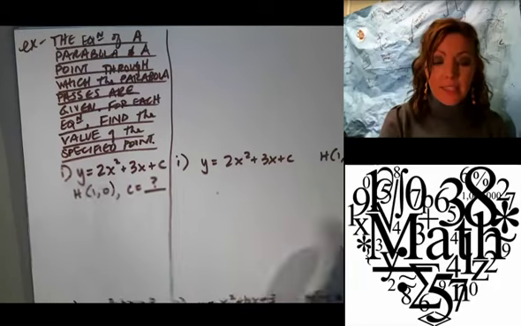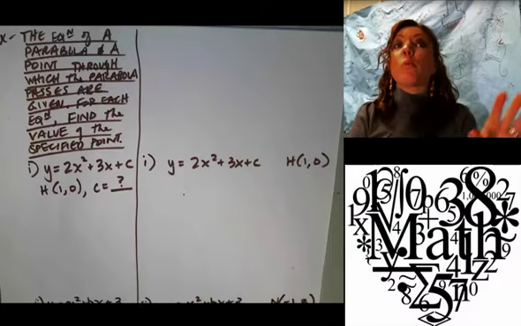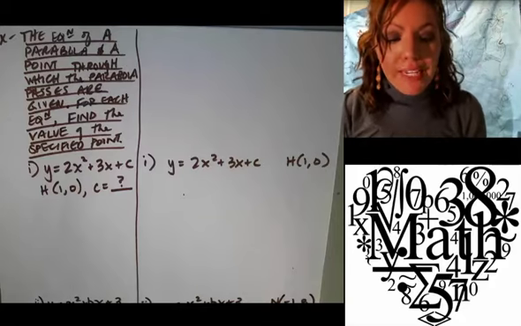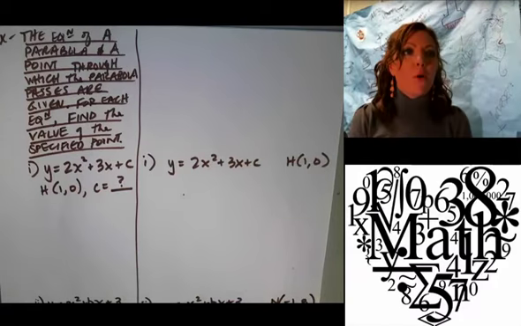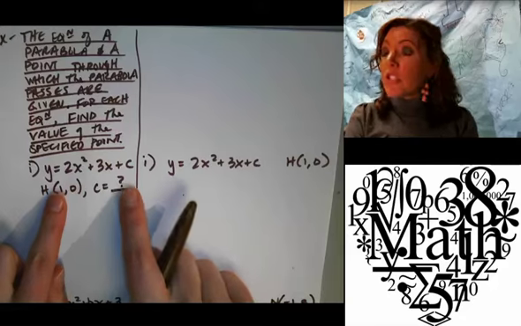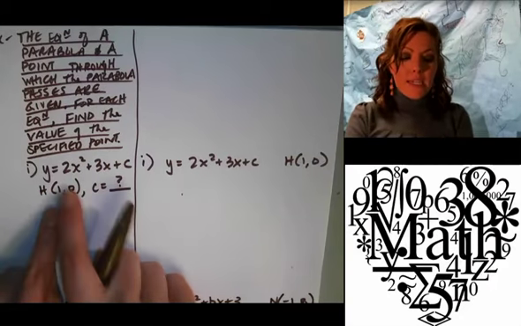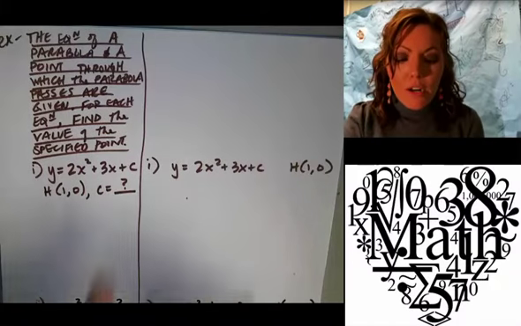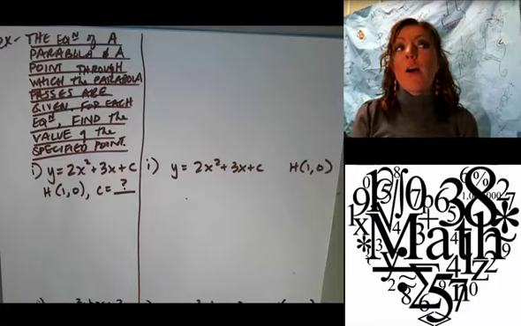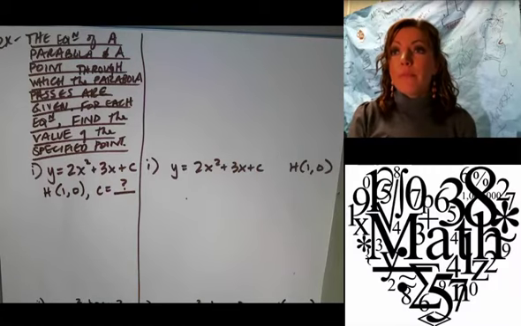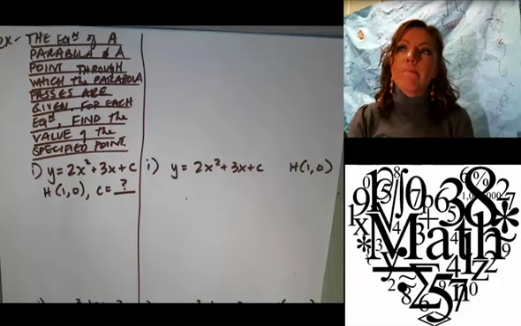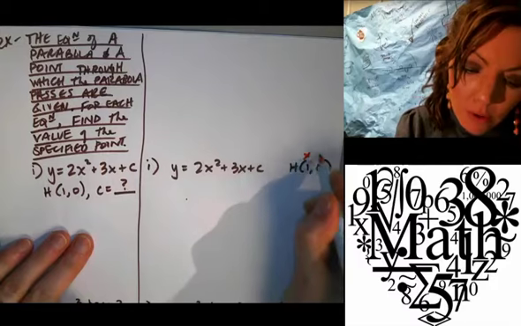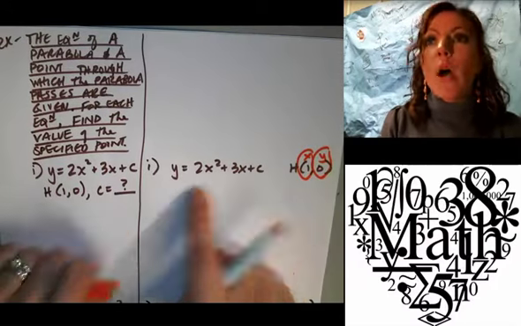Okay, here we go. Last two problems. These are really fast. The equation of a parabola and a point through which the parabola passes are given for each equation. Find the value of the specified point. y equals 2x squared plus 3x plus c. It's saying that this parabola and this point are on top of each other. They go through each other. So we want to find where c is. Does anybody have a suggestion about how we might be able to do that? How many people would agree that we have an x-coordinate here and a y-coordinate? Do we have x's and y's that we can replace in this equation?